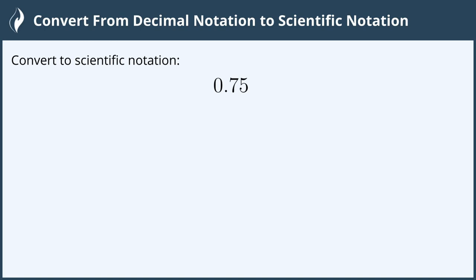Hi everyone! In this video we will convert from decimal notation to scientific notation. Convert to scientific notation 0.75, or 75 hundredths.